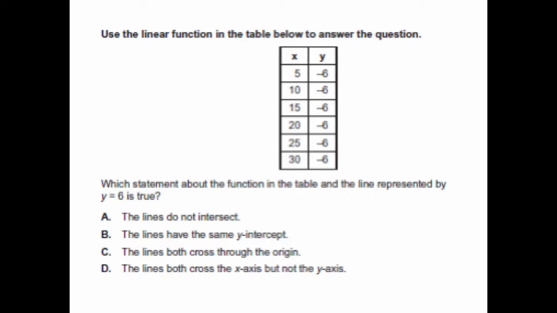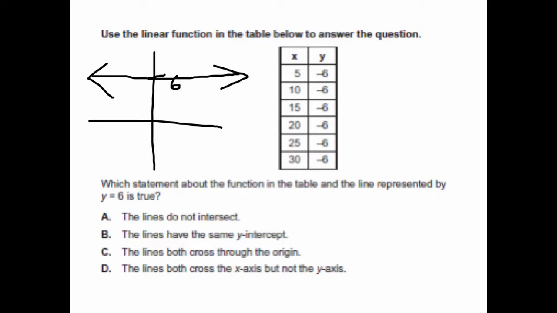Well, I'm going to go ahead and draw a visual model of y equals 6. It's just going to be a line that goes straight across and crosses the y-intercept at the point 0, 6. Now, let's look at our table, which is a function because every x value has one y value. Granted, it's the same y value all the way across, but even still, it is a function.